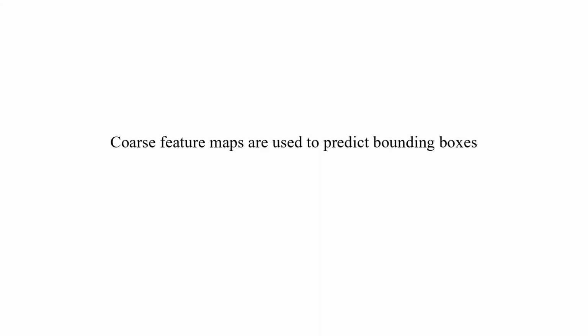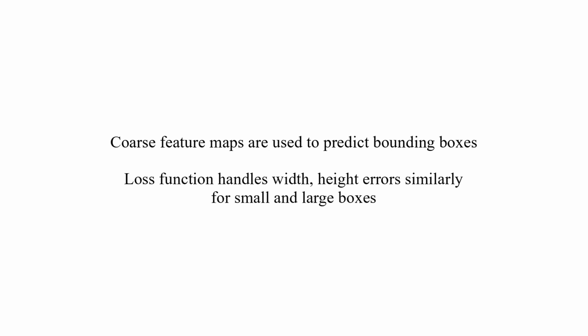Coarse feature maps are used to predict bounding boxes, and this decreases detection performance, especially for small objects. The loss function handles width and height errors similarly for small and large boxes. A small change in box dimension causes a larger change in intersection over union for a smaller box. In order to compensate for this to some extent, square roots of width and height are used in loss computation.